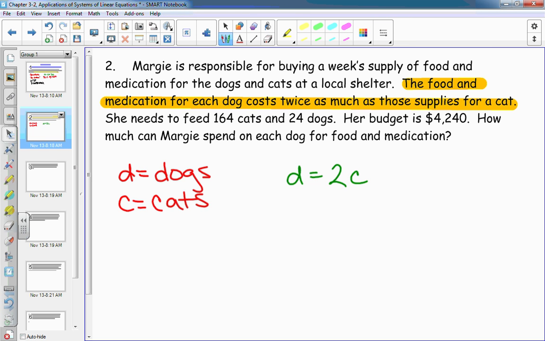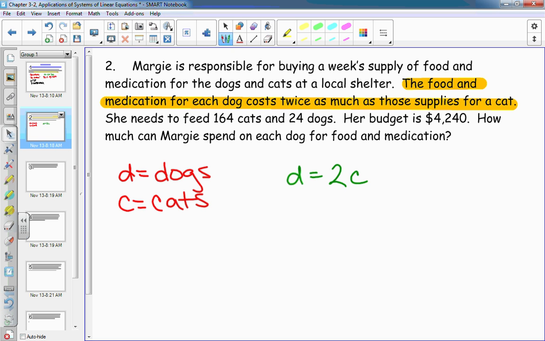So for the medication and food for a cat, it's going to cost me twice as much to feed one dog. So is it cheaper to feed a dog or a cat? It's much cheaper to keep cats than it is to keep the dog. Does that make sense? Okay? Because I have to know how much it's going to cost for a cat to know how much it's going to be for a dog, right? One more time. Can I possibly know how much it's going to cost me to feed and medicate a dog if I don't know how much it's going to cost to feed and medicate a cat? Does that make sense? Okay, because it says it's twice as much.